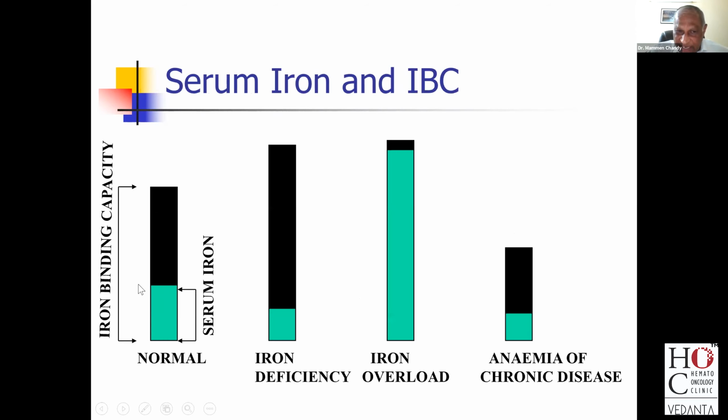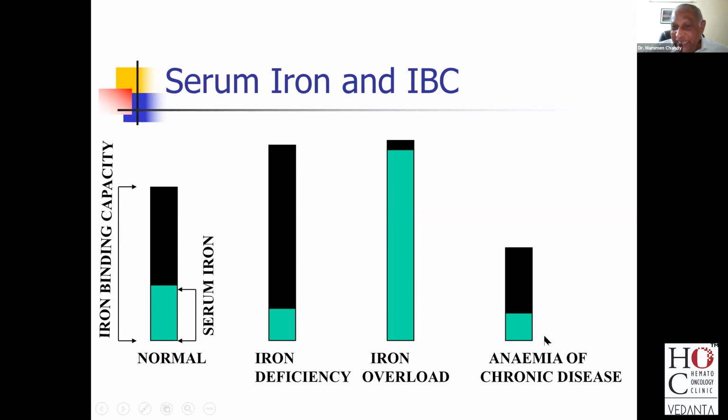This is what happens in the normal situation. 1/3 of your iron binding capacity has iron in it. So 30% is serum iron and 300 is the iron binding capacity. In iron deficiency, the iron binding capacity goes up, the serum iron comes down, the percentage saturation is decreased. Now, in iron overload, please remember that the serum iron cannot go above 300 because that's the iron binding capacity, right?